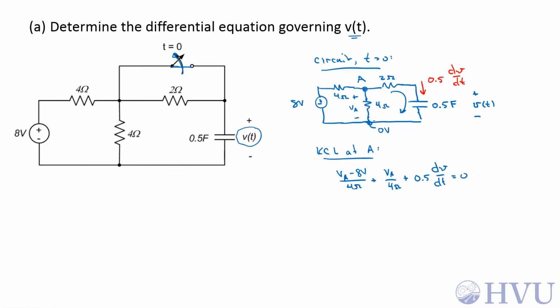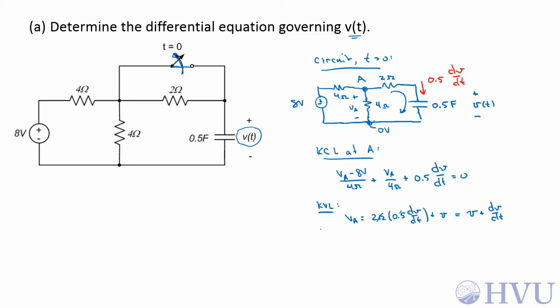That's fine, but we have an extra unknown, VA, in here. We have one equation and two unknowns. We need to eliminate VA. Let's do KVL around the rightmost loop. So we get VA is equal to 2 ohms times the current, which is 0.5 dV by dt, plus the voltage across the capacitor, which is V. So these cancel, and I get VA is equal to V plus dV by dt.